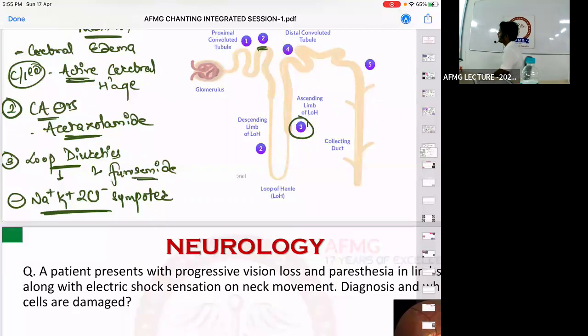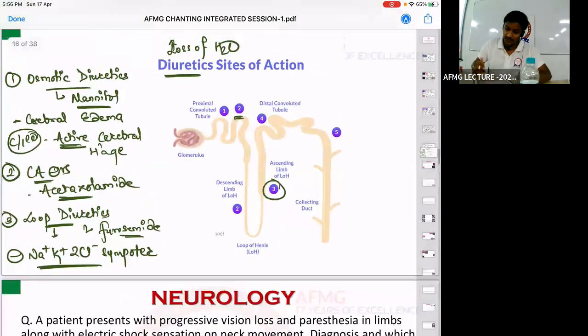So loop diuretics inhibit the sodium, potassium, 2-chloride transporter. Next, the drugs which act at the level of DCT.